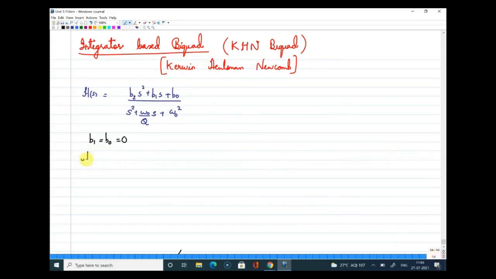So by substituting this, I am taking H of s as b2 s square divided by s square plus omega naught by Q into s plus omega naught square. Are you guys with me? Can I get some response in the chat?